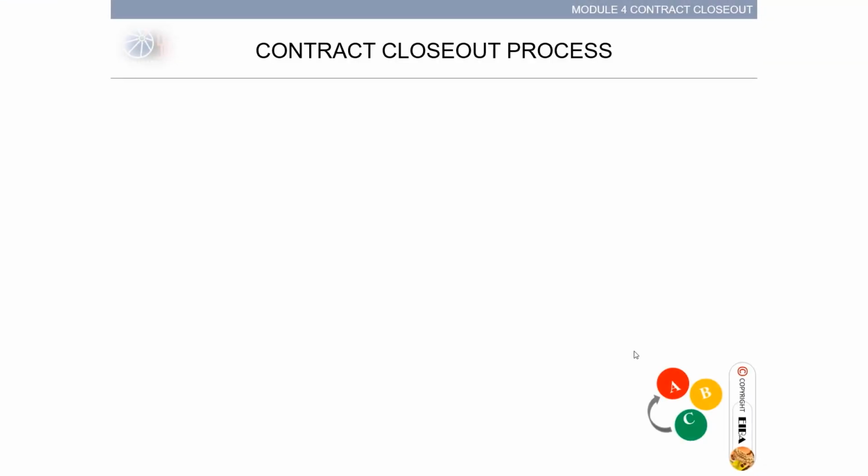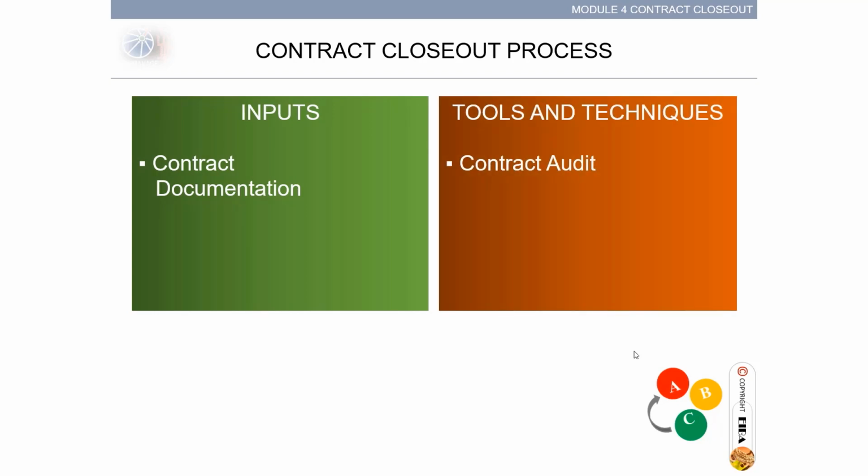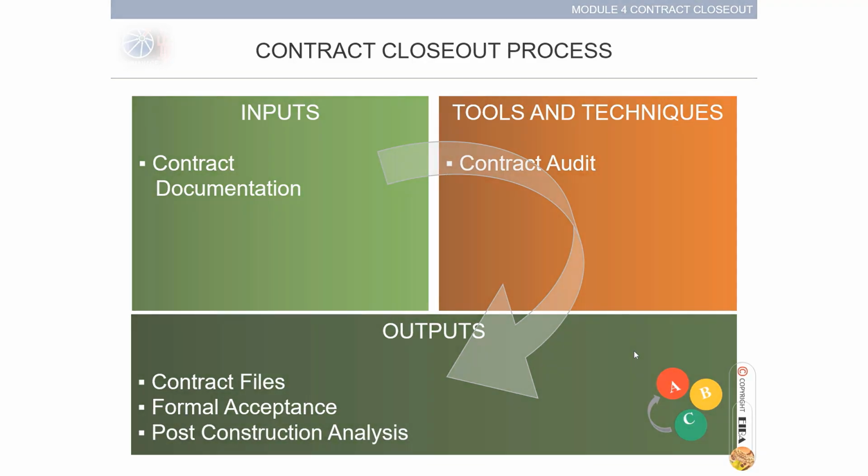The contract closeout process provides the manner by how a project must be closed. In the many years of my project management experience, seldom do I encounter a real closure of projects. What you're about to view are good practices in closing a contract. Inputs to contract closeout: contract documentation. Tools and techniques used: contract audit. Outputs of contract closeout: contract files, formal acceptance, and post-construction analysis.